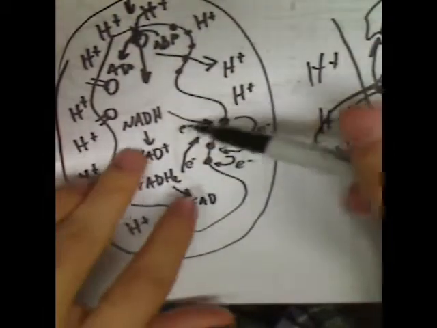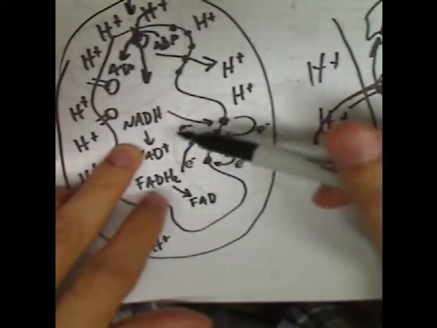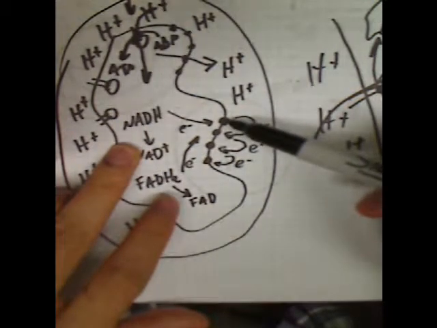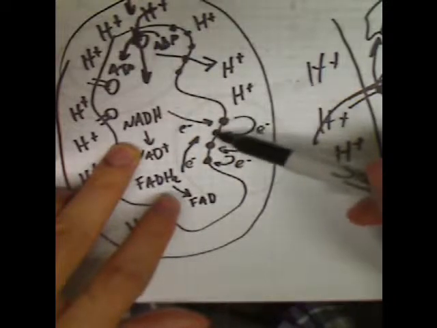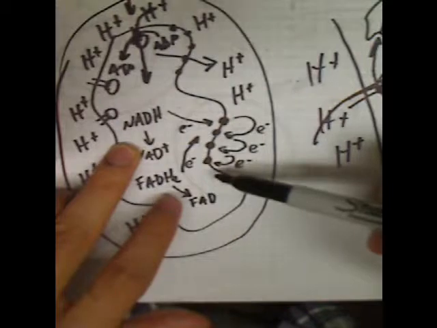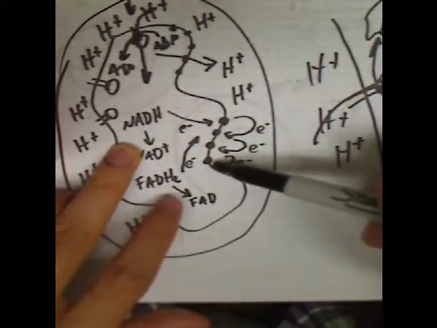Now, the other thing that we have to talk about is what happens to the electron. So you remember how I said that the NADH, or FADH2, gives an electron to the electron transport chain. The electron transport chain moves that electron from the first molecule to the next molecule to the next molecule and so on. But then what happens? What happens to that electron?